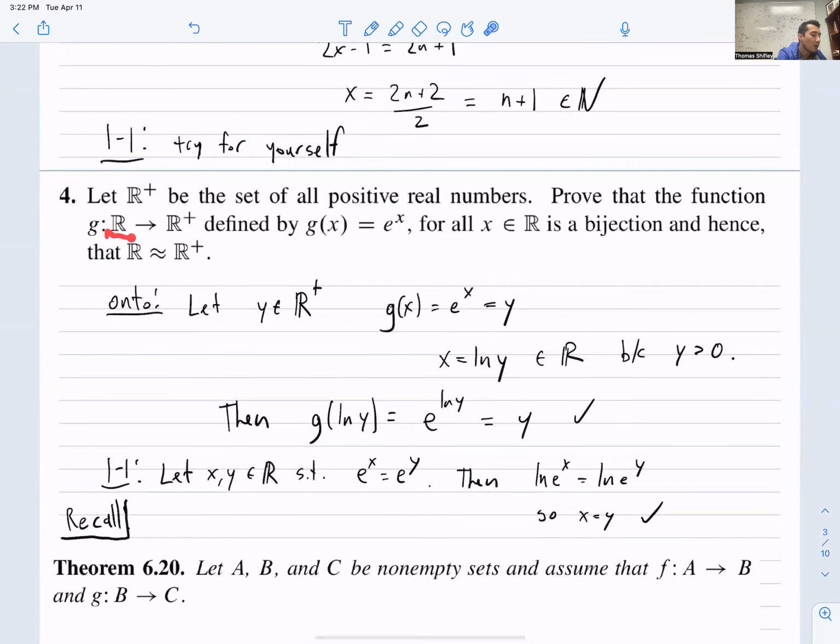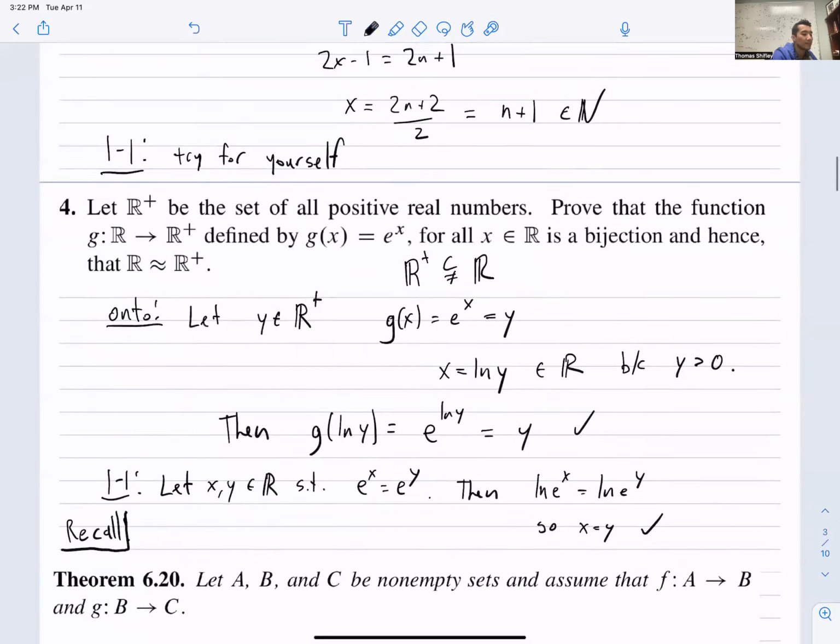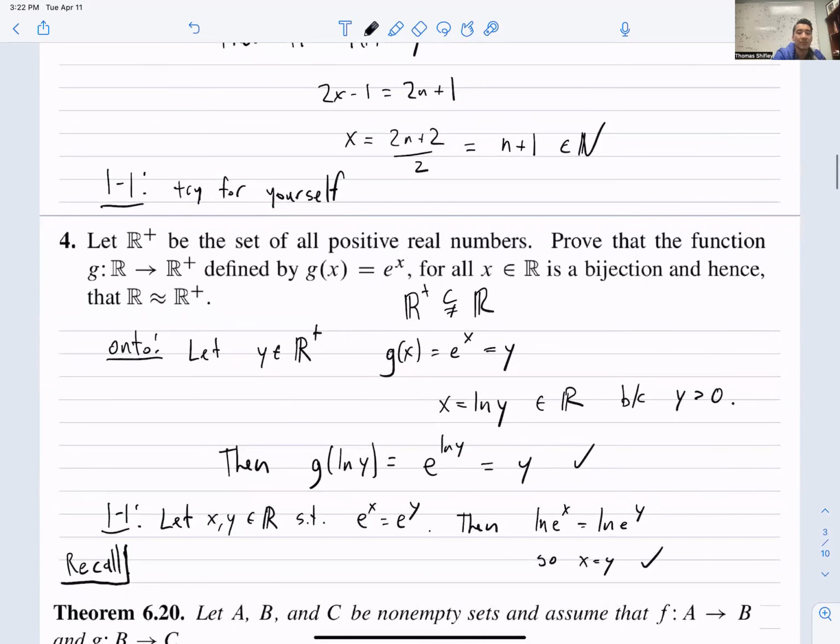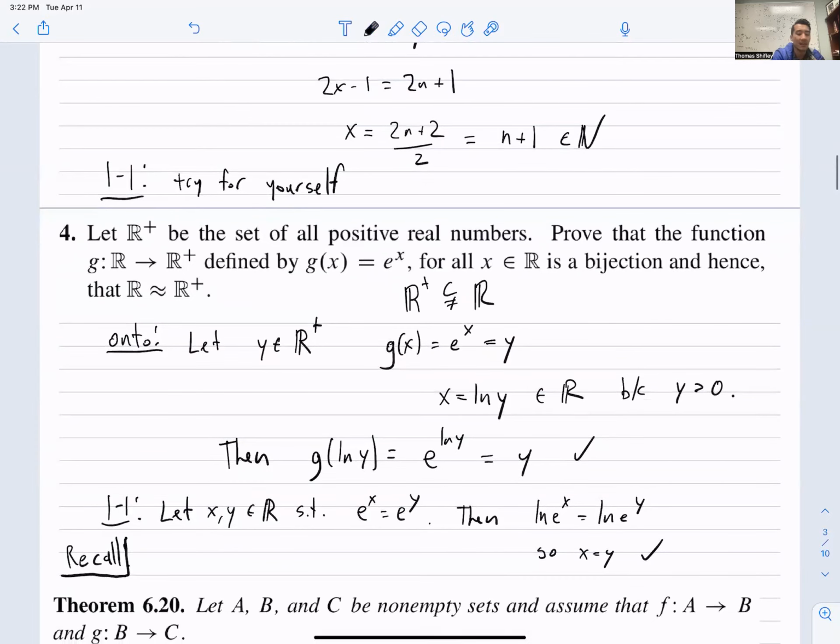Similarly here, R and R plus, the real numbers and the positive real numbers, are equivalent as well. And the positive real numbers are a strict subset of R. So again, infinity doesn't quite work the way we would expect. But that's okay, because we have a definition that still works. As long as you have a one-to-one onto function, you are the same. And so for the rest of this, we're going to talk about finite sets.